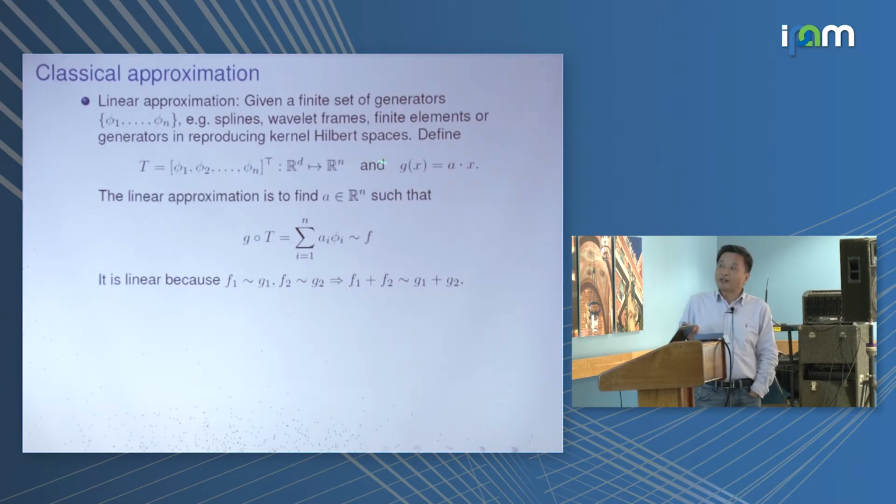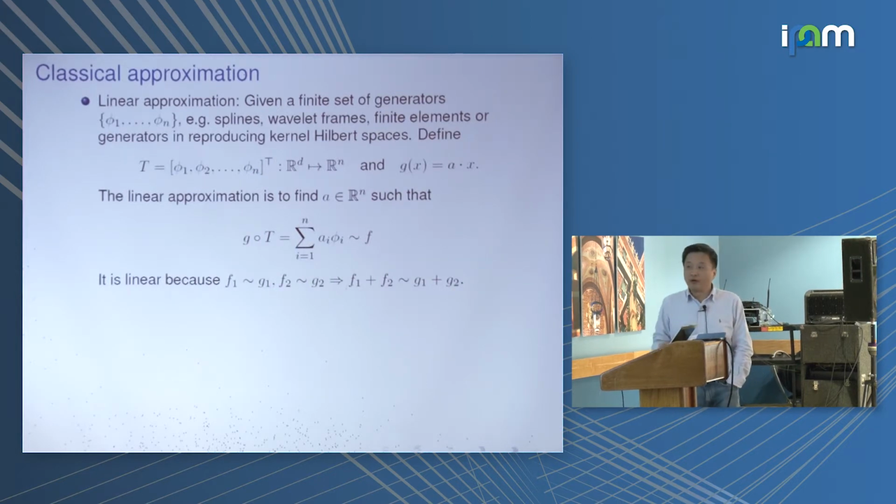Then your g(x) is a dot x. At the end, you just find a so that g composed with T equals what you want to see, so it approximates f. That's the linear approximation. Why is it linear? Because if you have g1 approximating f1 and g2 approximating f2, the sum gives a good approximation for the sum of the functions.